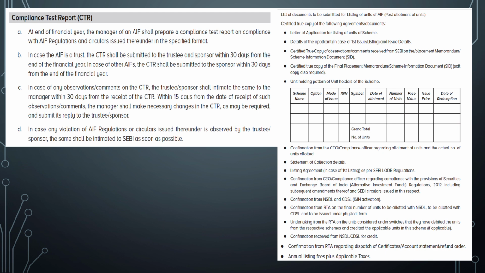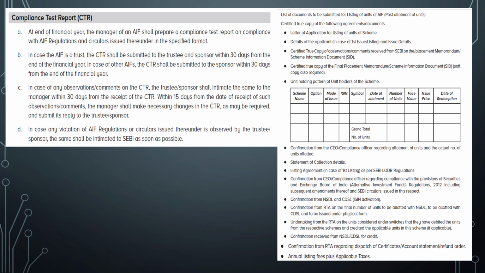Now we're going to see two questions. The shortcut for both is the same, that is CALLS. So what are the various documents to be submitted for listing of units of AIF post allotment of units? The first C stands for confirmation from NSDL and CDSL. Next, confirmation from NSDL and CDSL for credit, and certified true copy of observations or comments received from SEBI, and certified true copy of the final placement memorandum.